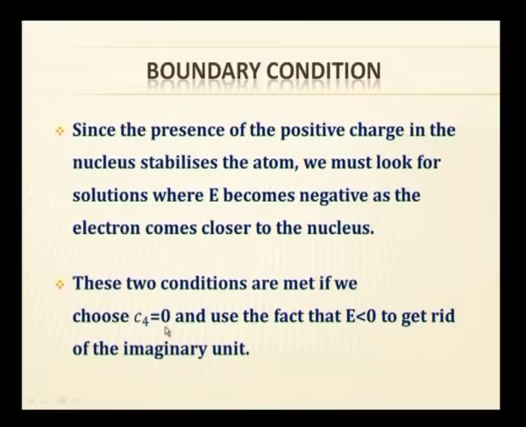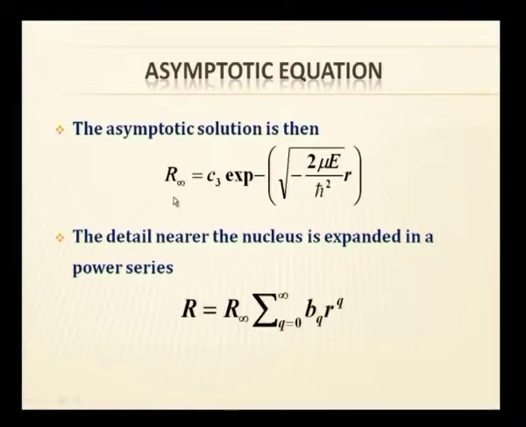These two conditions are met if we choose C4 equal to 0 and we use the fact that E is less than 0, it should be negative, to get rid of the imaginary unit. So, E should be negative. E negative means you are talking about a bound state problem. The electron is bound to the proton. Okay. So, the asymptotic solution is done, R infinity will be C3 multiplied by a factor of this kind. The detail near the nucleus is expanded in a power series of this kind.